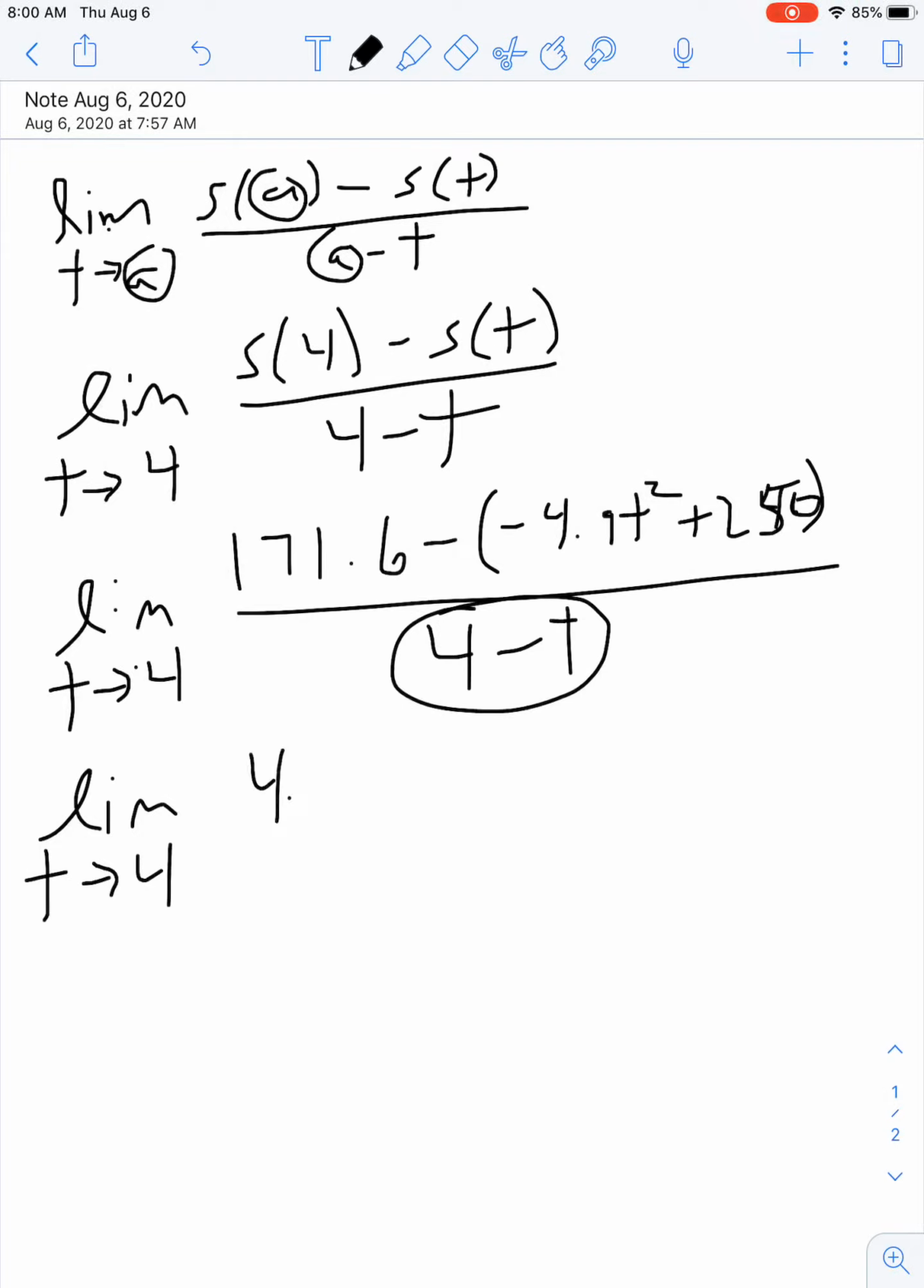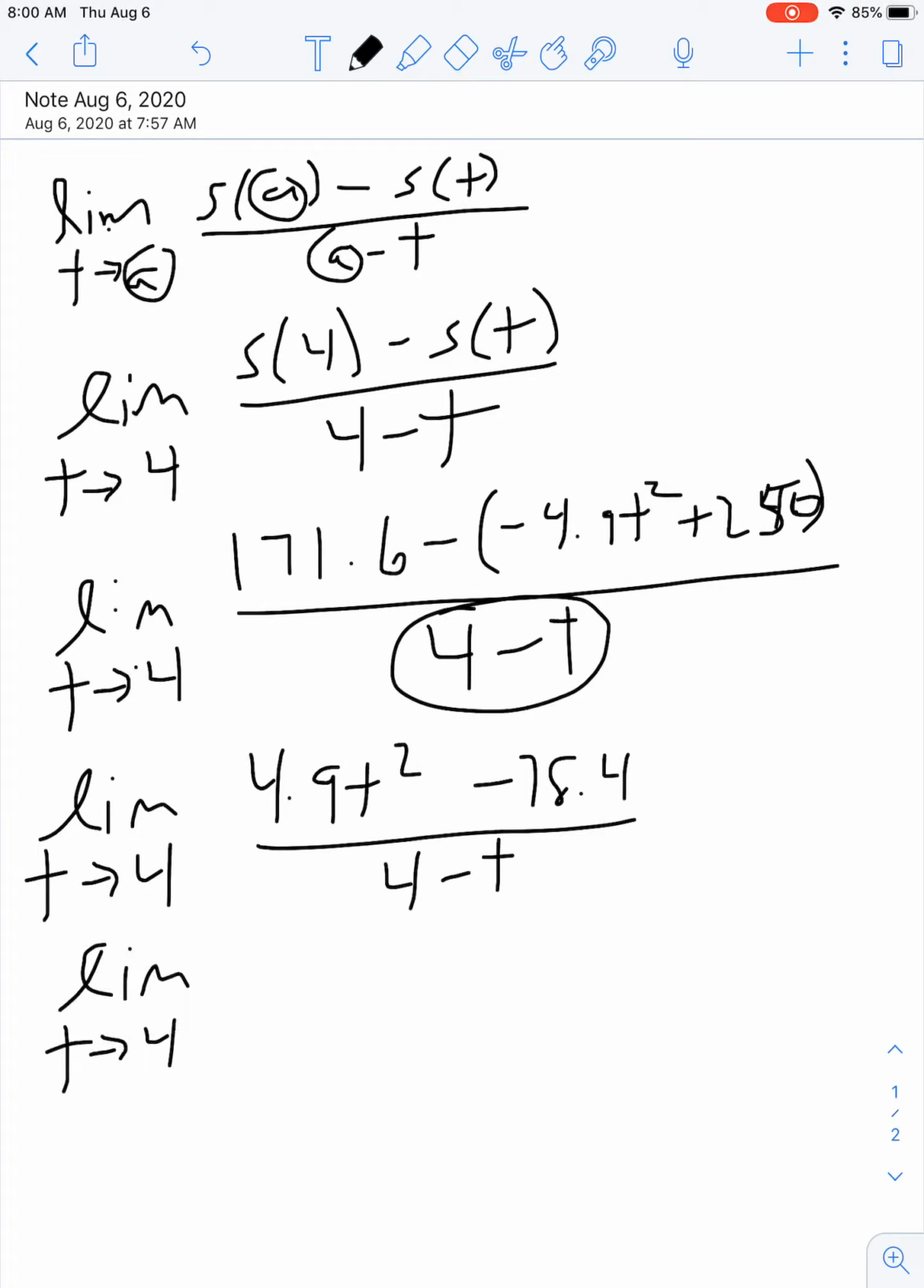So I have negative 4.9 t squared, and then 171.6 minus 250 is negative 78.4. I look at this and wonder how I could get this to factor. Well, look at what happens when you factor out 4.9 from the top. 78.4 divided by 4.9 is very conveniently 16, which is going to work out in our favor. So factor out the 4.9 from the top, and then we have t squared minus 16 over 4 minus t. Then we could factor the top, t plus 4 times t minus 4, and that's going to allow us to cancel out the 4 minus t down here.